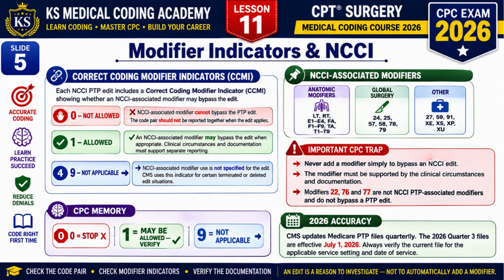Some commonly recognized NCCI-associated modifiers include 59 and the X, E, P, S, U modifiers, as well as certain anatomic and global surgery modifiers. However, always verify the current CMS NCCI policy manual and applicable edit files rather than relying on memorization alone. The key CPC rule is: check the code pair, check the modifier indicator, verify the documentation, and then report only what is supported.